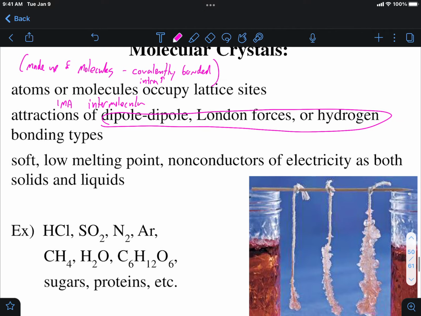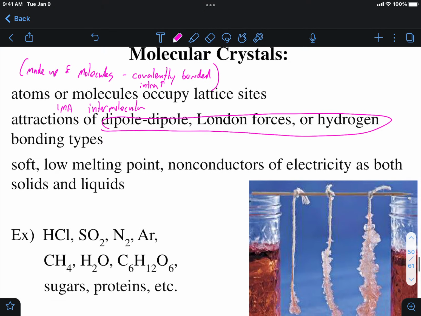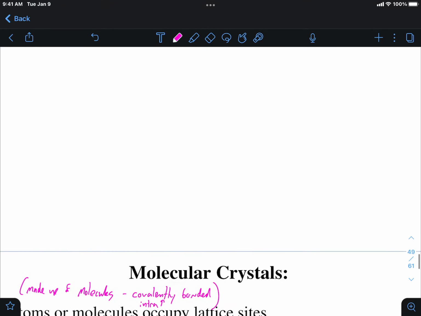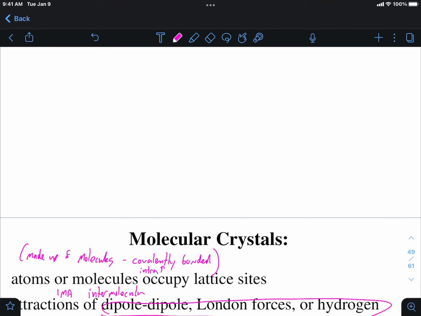So, how is it that these molecular structures are arranged? All right, I'm going to move up here and kind of draw a picture. There's really two types of molecular solids. You can have the nonpolar type, or you can have the polar type. And so let's discuss each.